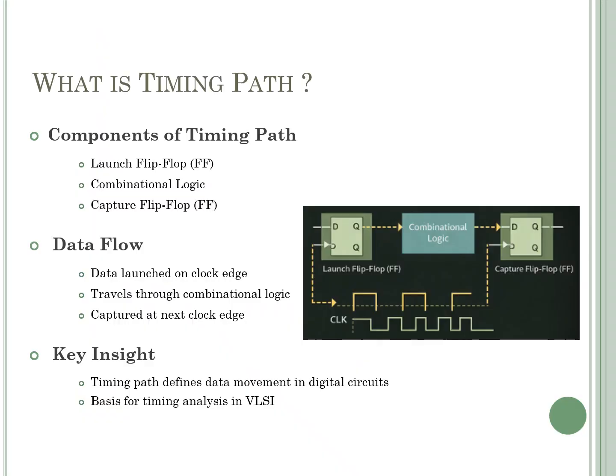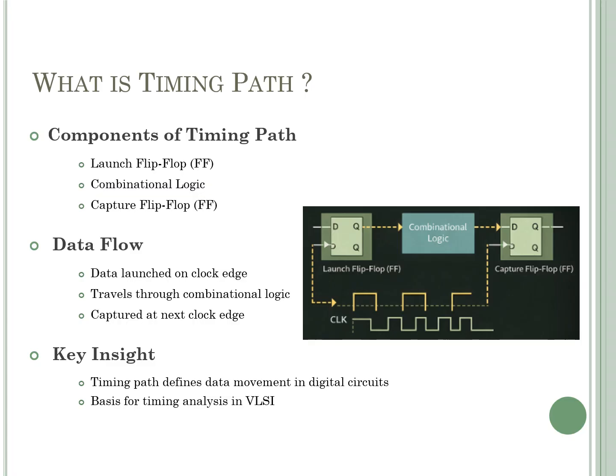Now, let's understand what a timing path is. Till now, we have learned about delays like propagation delay and contamination delay. But where do these delays actually exist in a real circuit? Let's understand that using something called a timing path. A timing path represents the path through which data travels inside the digital circuit from one flip-flop to another flip-flop. It is the path of data movement, not the delay itself.